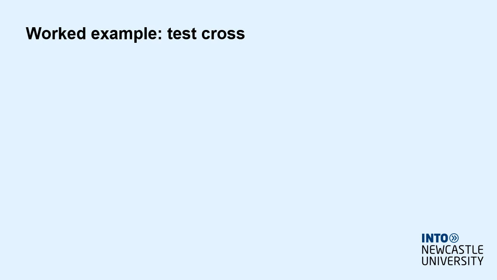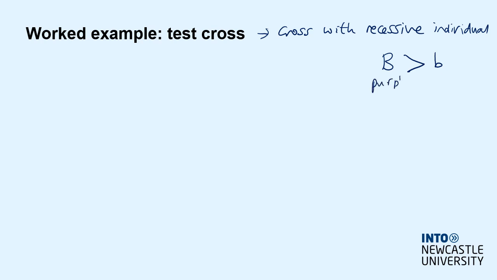What you do with a test cross is you cross your unknown individual with a recessive individual. So we are going to use our big B, little b version again. Remember that big B is dominant to little b, big B is purple, little b is white. So the individual we're going to be crossing with is little b, little b.